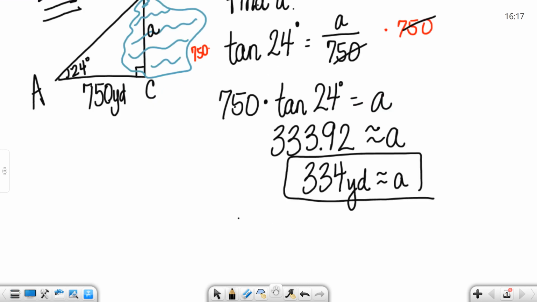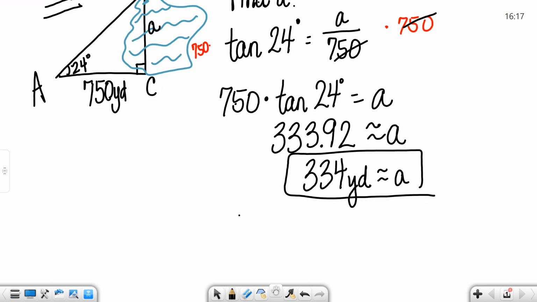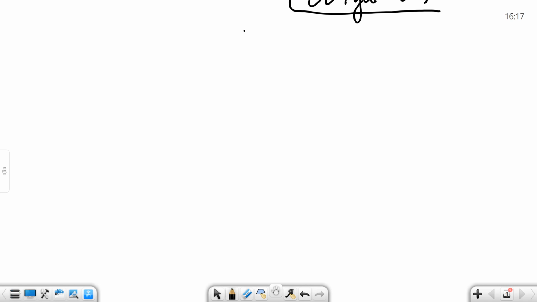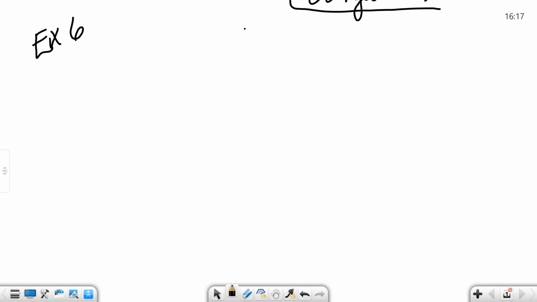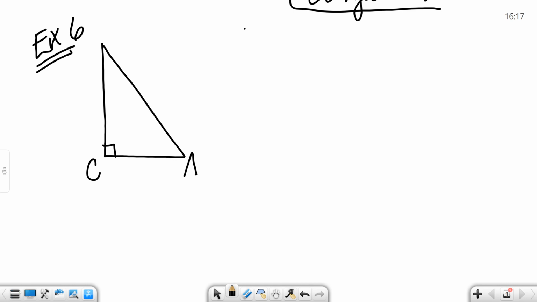Let's do another one of those. Not going to draw a lake for you this time. My drawing skills are not very good. Okay, so we've got our little triangle here. So what I want you to find this time is little b.